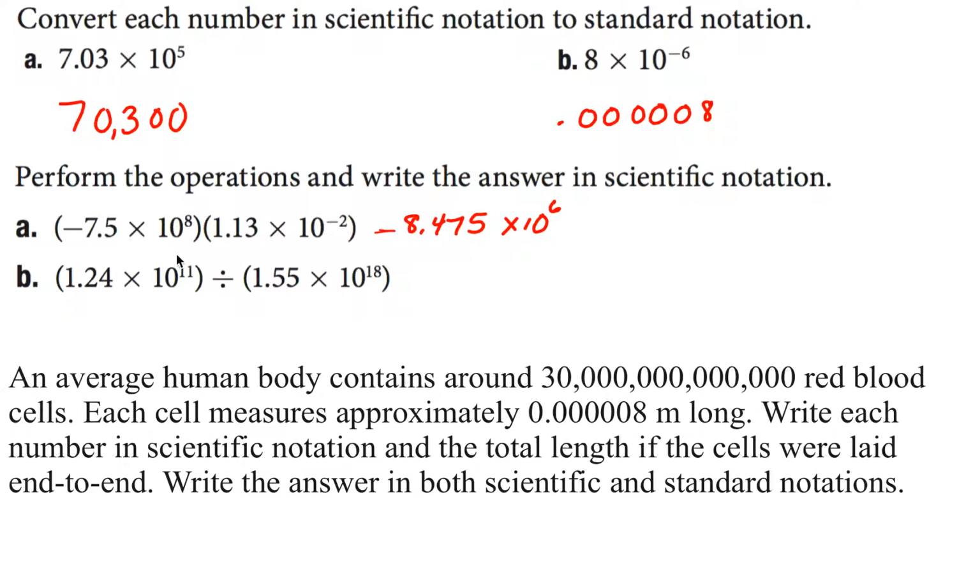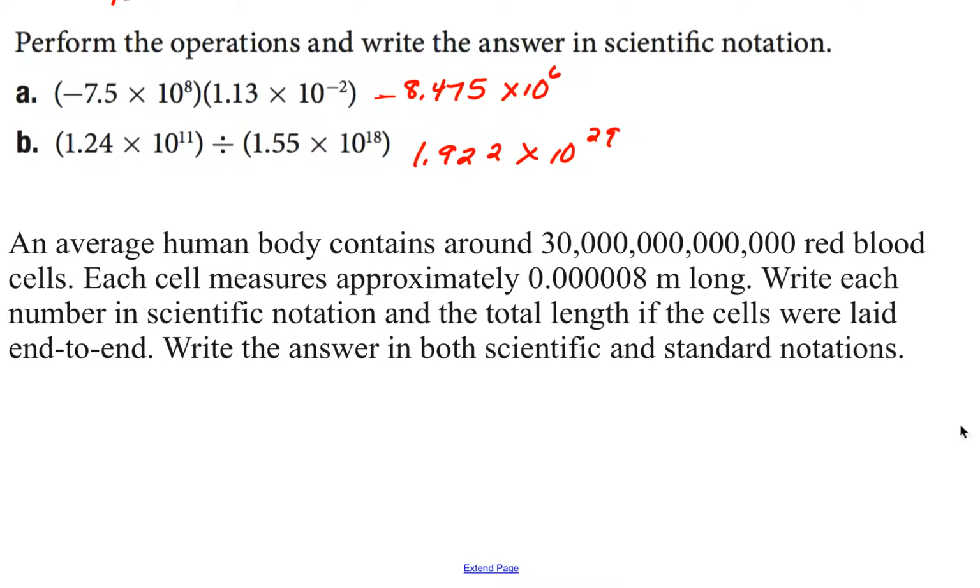And then example B, 1.24 multiplied by 1.55. Then our powers of 10 would be 10 to the positive 29. So we get 1.922 times 10 to the 29th. All right, our last example here, a word problem. An average human body contains around that many red blood cells, and each cell measures that many meters long. Write the numbers in scientific notation and the total length if the cells were laid end to end. Write the answer in both scientific and standard notations.